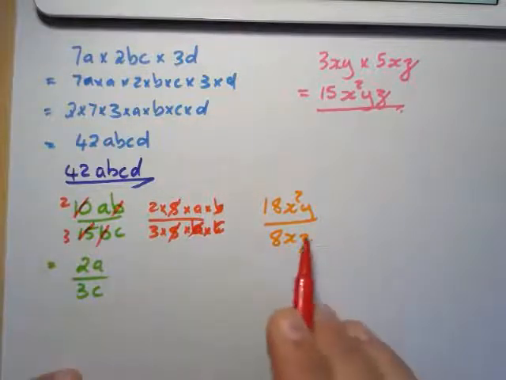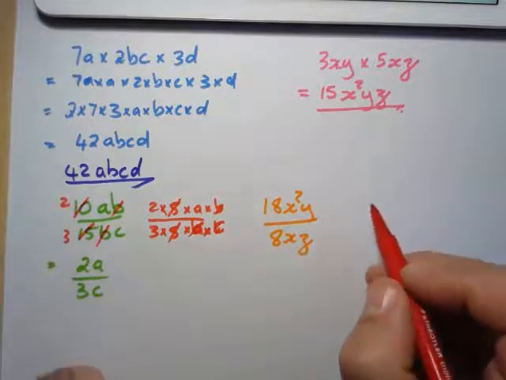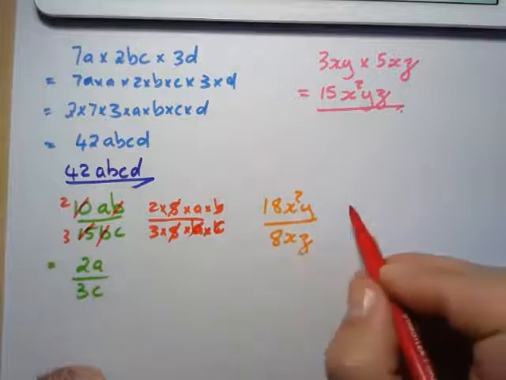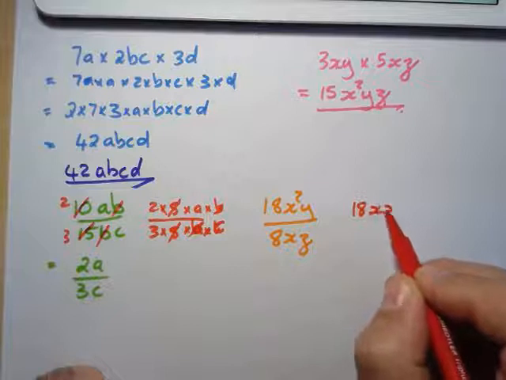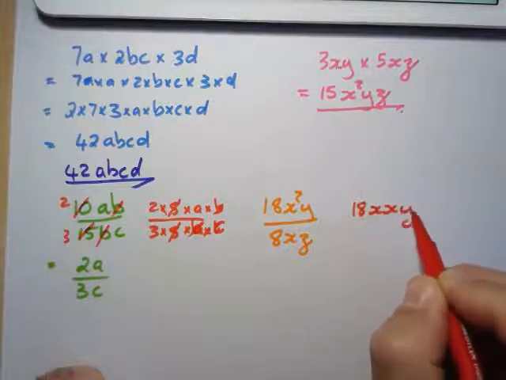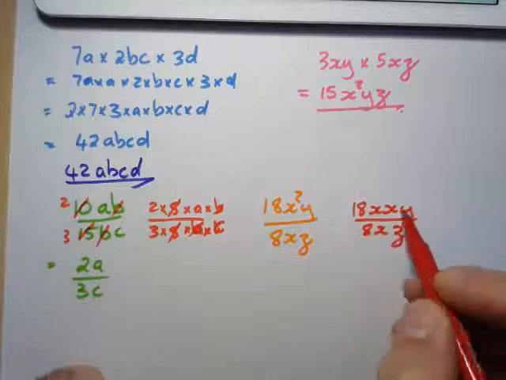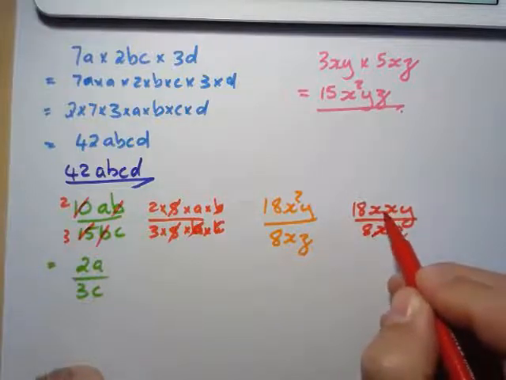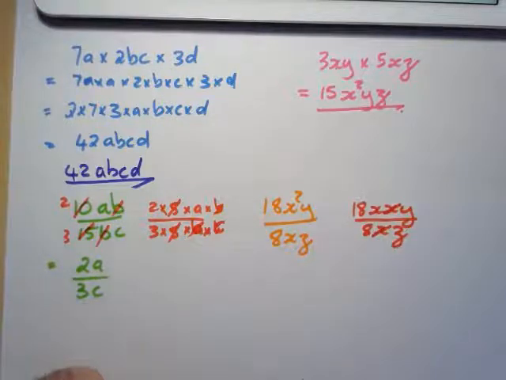Okay, again, thinking process, and I'm going to do this with a purpose. I'm not going to worry about 18 and 8 because you know how to simplify that. What x squared means, remember, is that it's 18 times x times x times y, over 8xz. So this x will cancel one of those x's, and that is one x remaining.